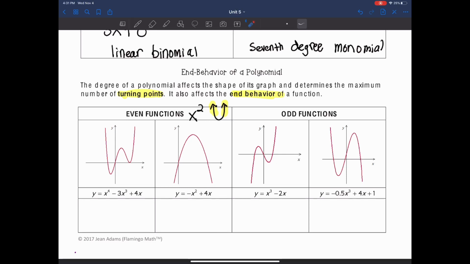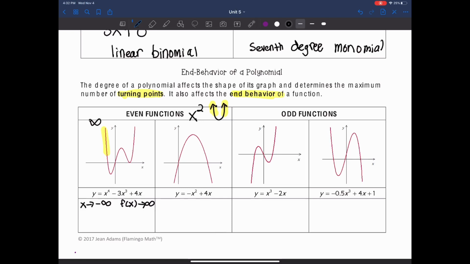So let's take a look at y equals x to the 4th minus 3x cubed plus 4x. Well, something I want you to notice about the graph of this function is that as we go towards the left, your function is going upwards. And the way we're going to write that is we're going to say as x is approaching negative infinity, f of x is approaching positive infinity. Okay, so as we're going to the left, the graph is going upwards to positive infinity.